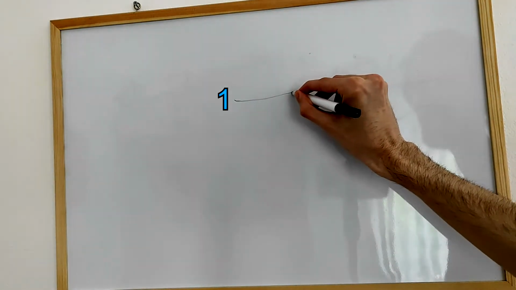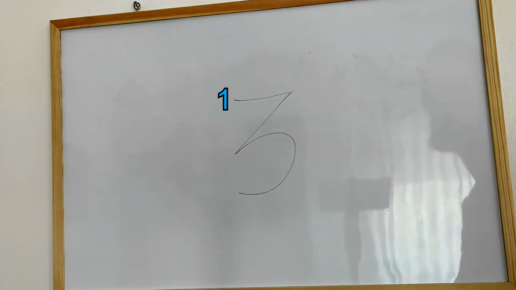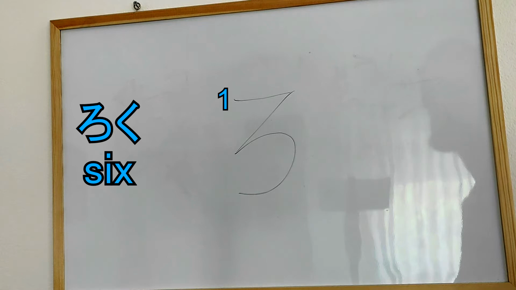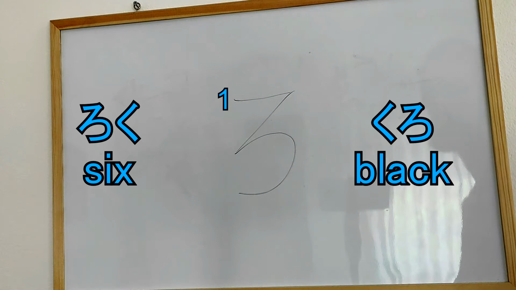This is the character ro. They're all pronounced between R and L. This is roku, which means 6, and this is my favorite color, kuro, which is black.